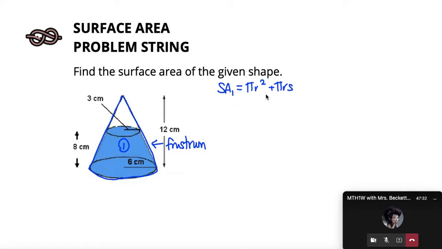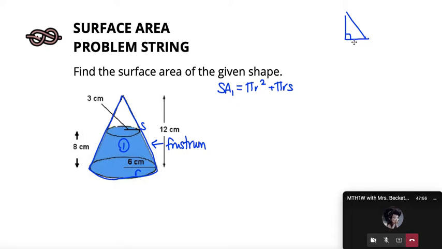So in order to use that, I need to know the radius. I know the radius of my large cone is 6 centimeters, but I don't know my slant height. So the slant height is this curved edge right here, or this slanted height right there. I do know the vertical height, but I can find my slant height by using Pythagorean theorem.